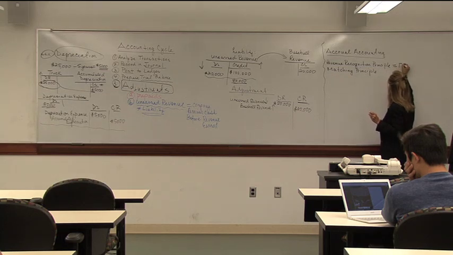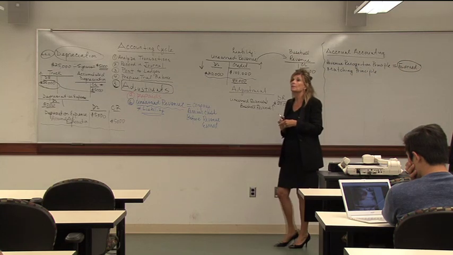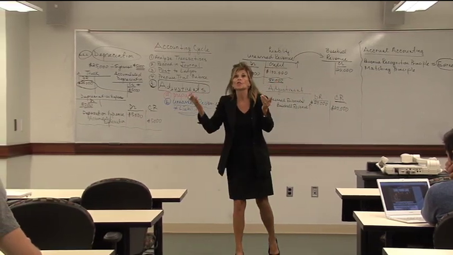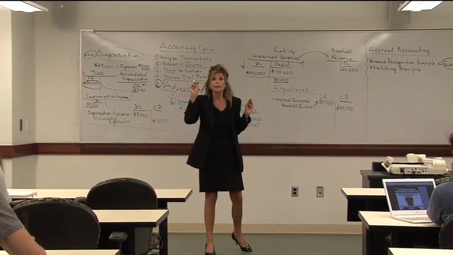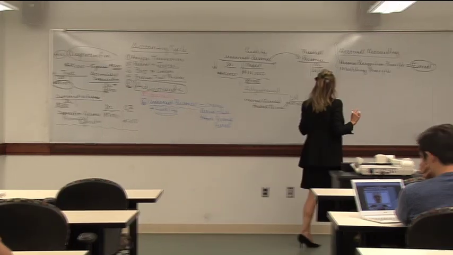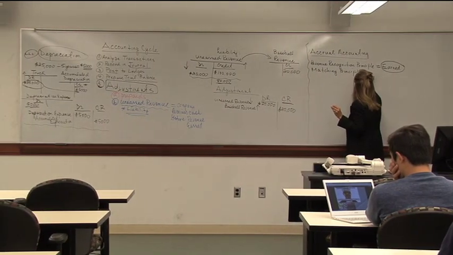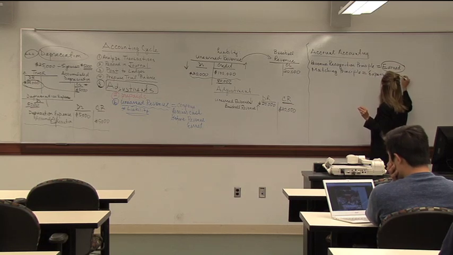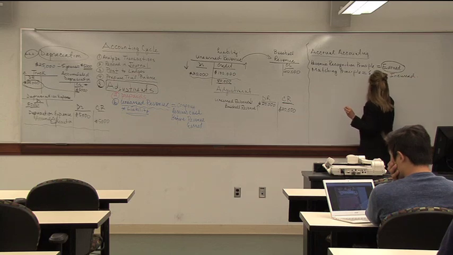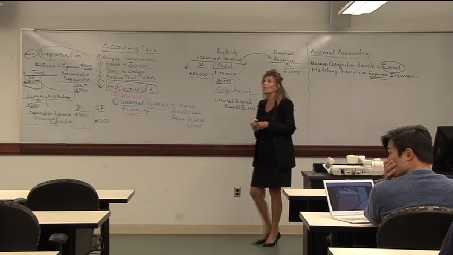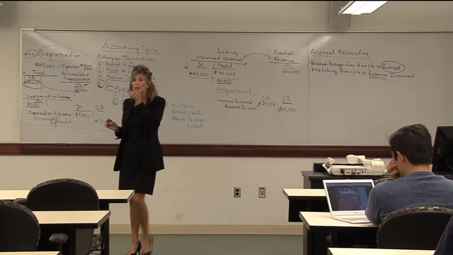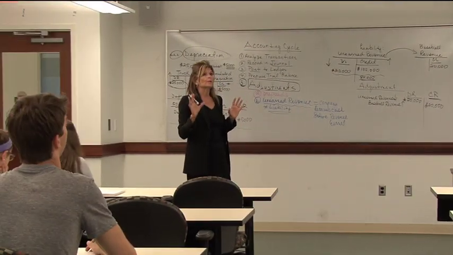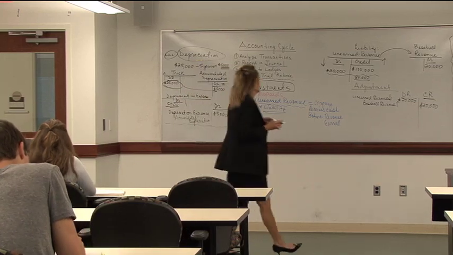Here is the question: has it been earned? Has the service provider or the seller of the inventory or product done their job? Yes, it's been earned, it gets recorded. Same thing with expenses. Has an expense been incurred? If the answer is yes, then that's when it gets recorded. We don't care whether the expense has been paid. So that is what creates the last two categories of adjustments.